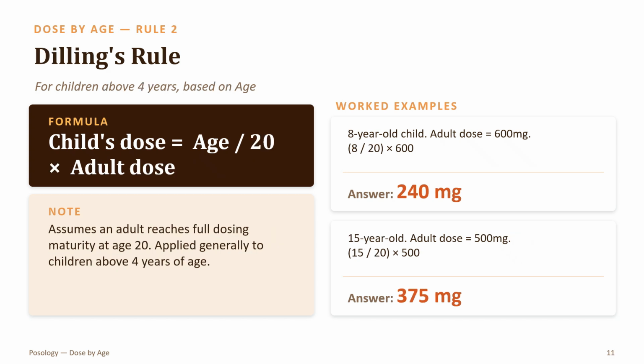Formula number 2, dose by age, for children above 4 years of age. It is also based on age. The formula is child dose equals age divided by 20, multiplied by adult dose. It assumes an adult reaches full dosing maturity at age 20, applied generally to children above 4 years of age. Example: an 8-year-old child, adult dose is 600 mg. 8 by 20 multiplied by 600, the dose comes to 240 mg. For a 15-year-old, adult dose is 500 mg, then the answer comes to 375 mg.